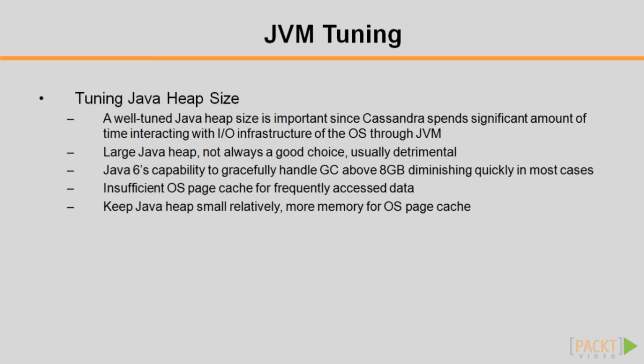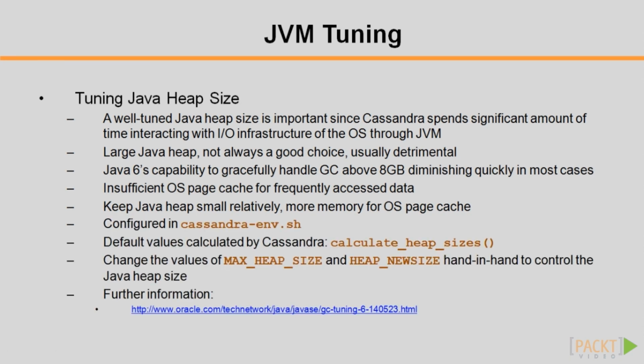For example, Java 6 can only gracefully handle GC below a heap of 8 GB. Once the heap size exceeds this limit, the handling will deteriorate quickly in most cases. It'll also leave insufficient OS page cache for frequently accessed data. So the rule of thumb is to keep Java heaps relatively small, and give more memory to the OS page cache.